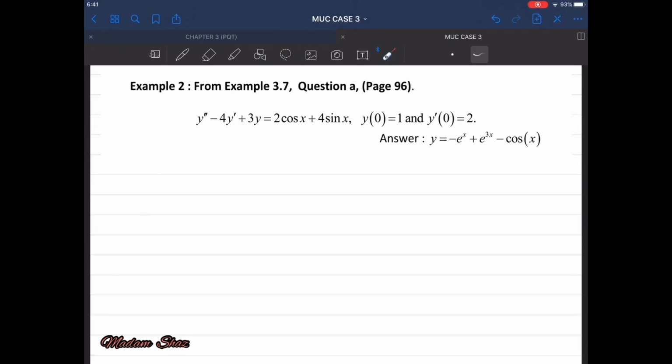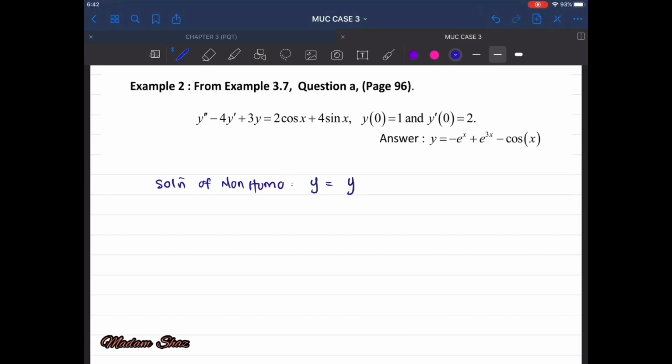Okay, now let's proceed to example 2. This one I take from the textbook, example 3.7, question A, page 96. y double prime minus 4y prime plus 3y is equal to 2 cos x plus 4 sine x. Our argument is the same, which is x, and you are given the initial condition. So it means that at the end of your general solution, you have to find the values of constants A and B.